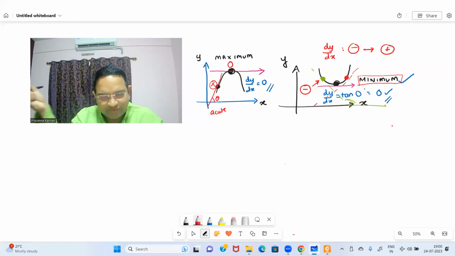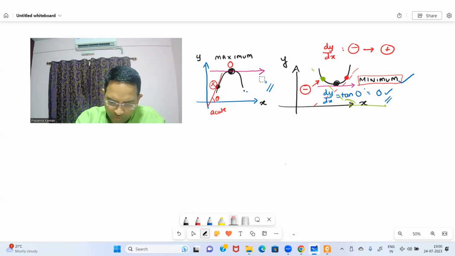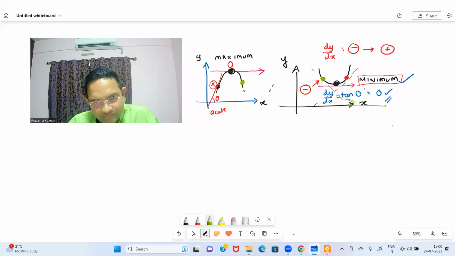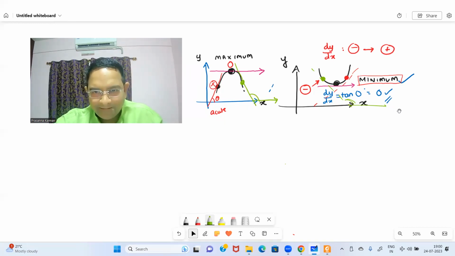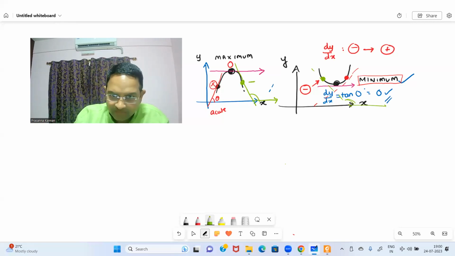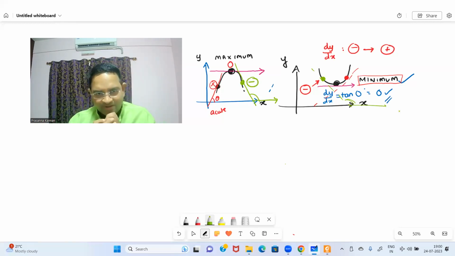dy by dx means the slope of the tangent, correct? Okay, good. You're doing well. Now, last. At this point, if I draw a tangent, what angle does it make with the x-axis? Obtuse angle. Tan of an obtuse angle is negative, so dy by dx is negative. Okay, now let me summarize. If dy by dx changes sign from positive to negative around that point, then that point is the maximum point.